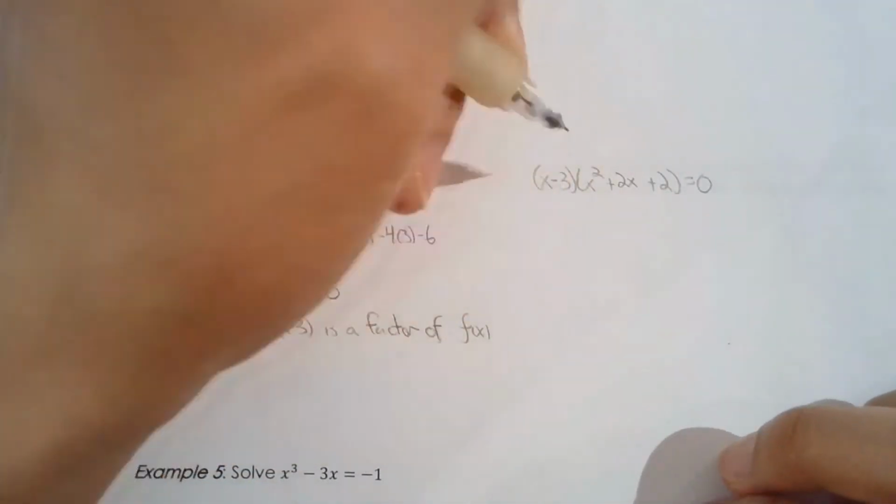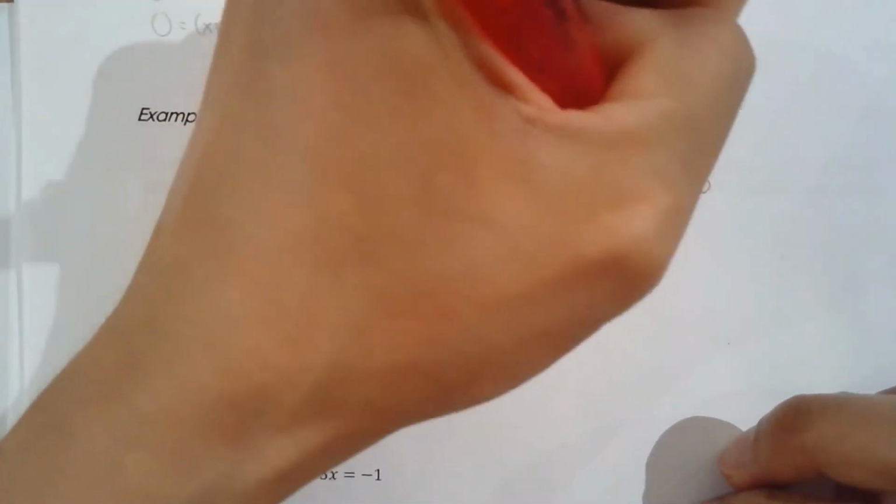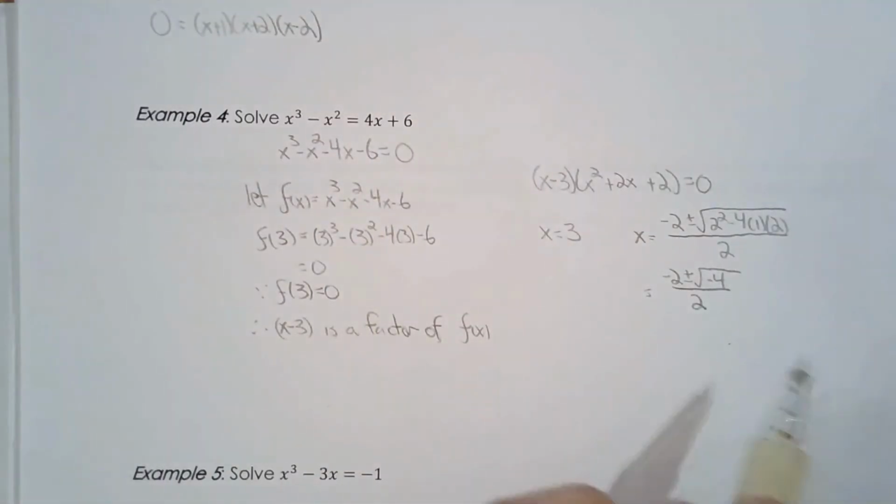Now, x minus 3, easy peasy. X equals 3. So let's see, negative b plus or minus the square root of b squared minus 4ac all over 2a. Ooh, something interesting is happening here. 4 times 2 is 8, so that's negative 4. So I see square root of negative 4.